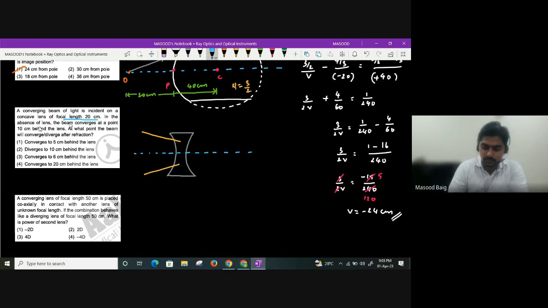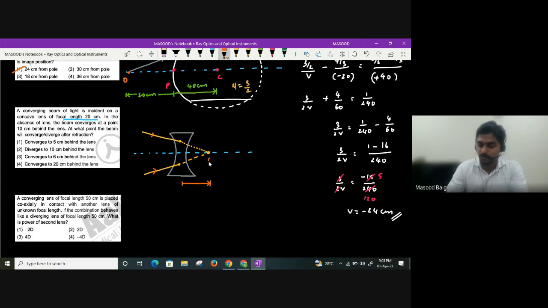20 centimeters. In the absence of the lens, the beam converges at a point 10 centimeters behind the lens, they have given, which is wrong again. Suppose if I say this is the lens, if the lens is not there, the rays will appear to converge at this point, guys. So I hope this is given as object distance. It cannot be behind the lens.